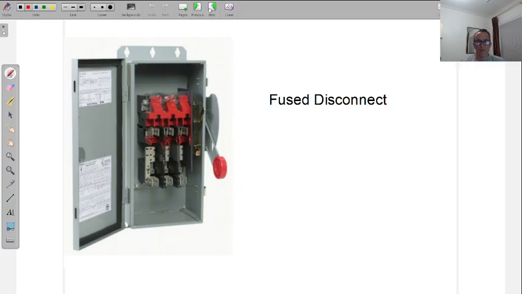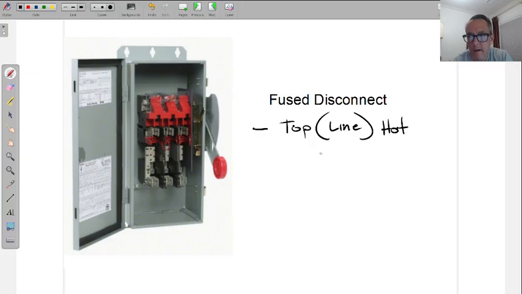If you're in an industrial or commercial building looking at a 3-phase motor or an air conditioning system and it has fuses, it's going to be in a disconnect. Specifically, a fused disconnect. Now, the things I want you to know about a disconnect are the top, or the line side, is always hot. Very good. Always hot. The bottom, what we call the load side, is hot only when on.